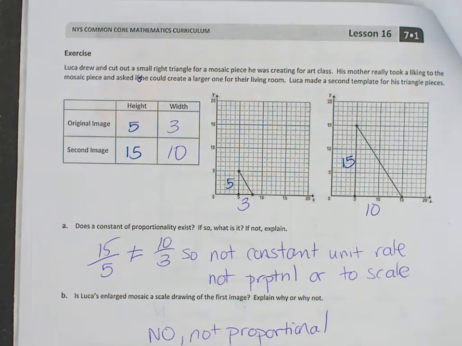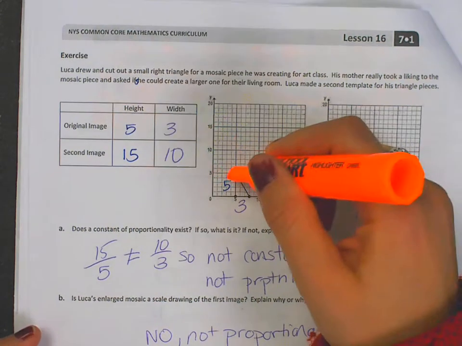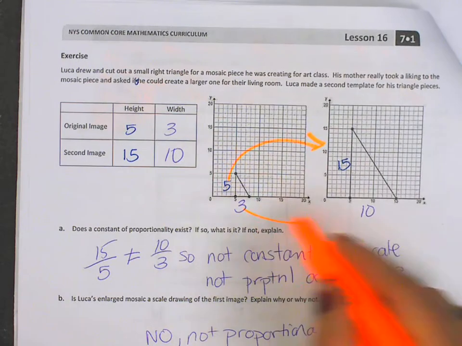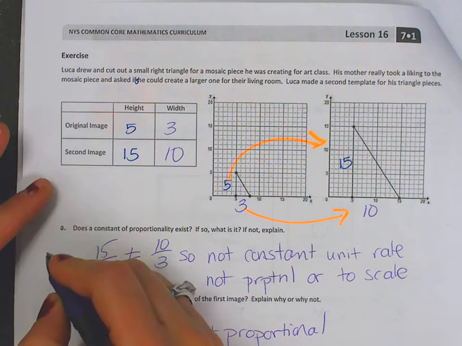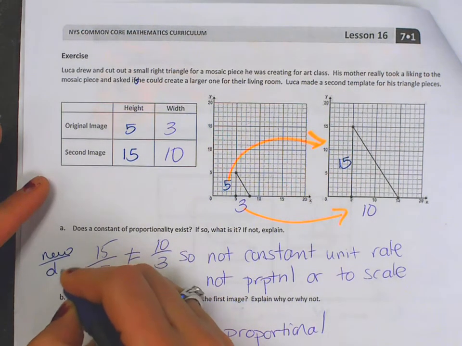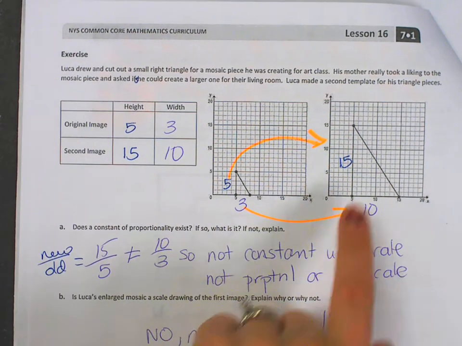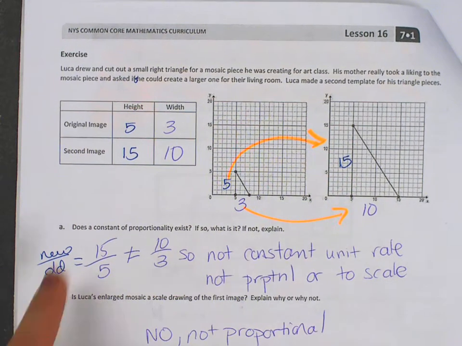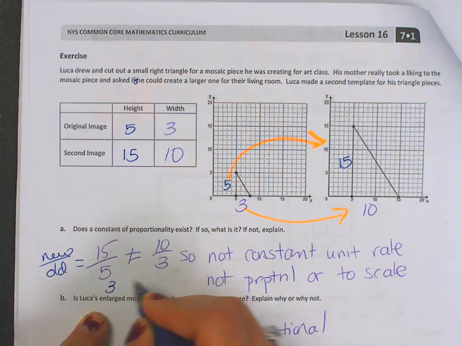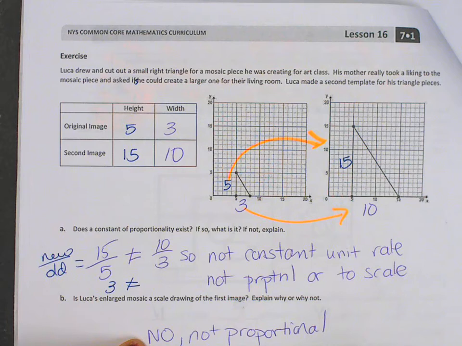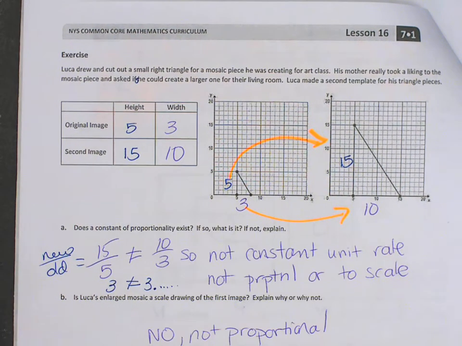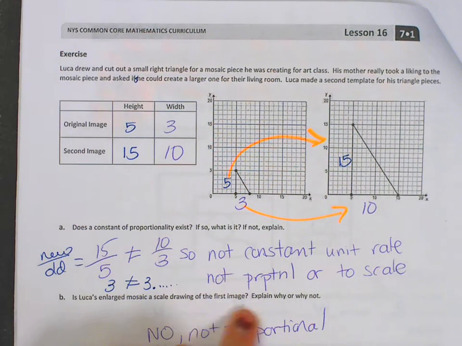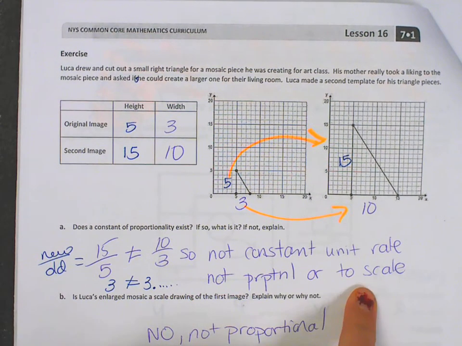In the first picture, the width is 3. In the second picture, it's 10. The height compares to the height. The width compares to the width. I still like to draw the arrows. So I write a ratio of new divided by old. New number divided by old measurement. And I did 15 over 5, and then 10 over 3. 15 over 5 is 3, and this is not 3. This is like 3 point something. They're not equal. It's not a constant unit rate, so it's not proportional, so it's not to scale.